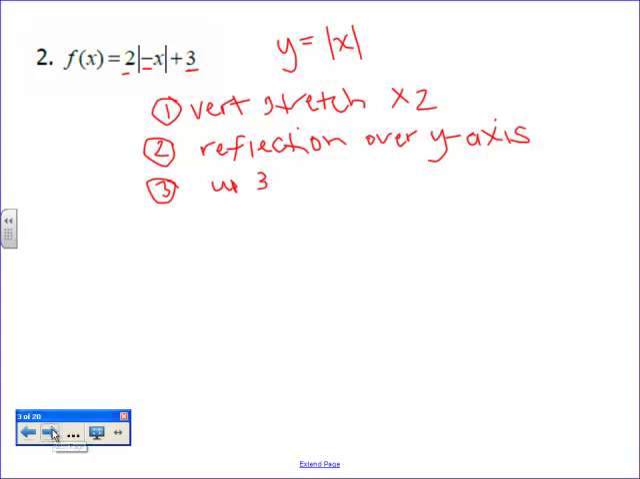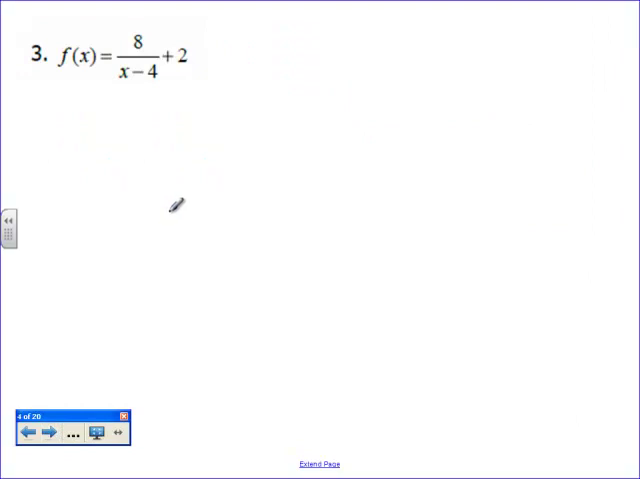Third and final example of these, I know that you see 5 in your notes, but 4 and 5 will become clickers. It's probably the most difficult to see the general shape of, and it does come from the original function, y equals 1 over x. There are 3 things that have changed about that. The 8 at the top, the minus 4 at the bottom, and the plus 2 at the very end.